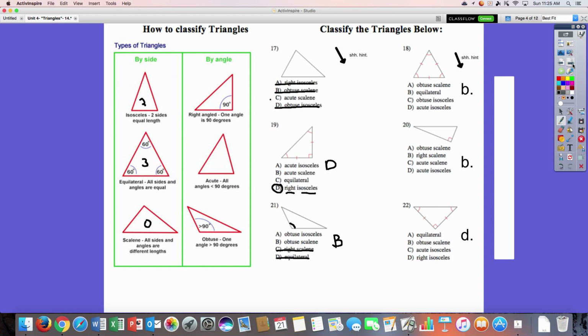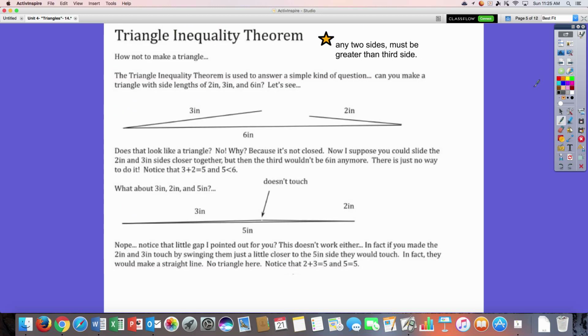All right, let's move to the next page. All right, this is important. This is a fancy word, triangle inequality theorem. I would put a star down there and I'll sum it all up for you. Any 2 sides must be greater than the third side.